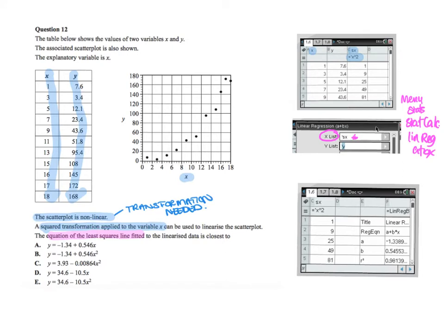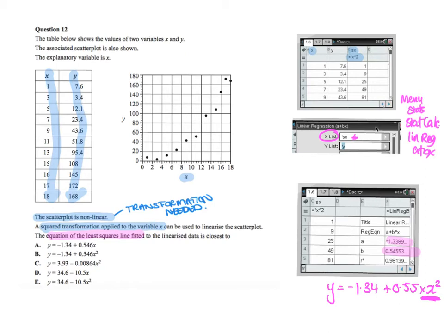So when you do that, out comes your a and b value. If I have a look over at the answers, now remember when you write out the equation, it'll now be y equals negative 1.34 plus 0.55 times x squared.